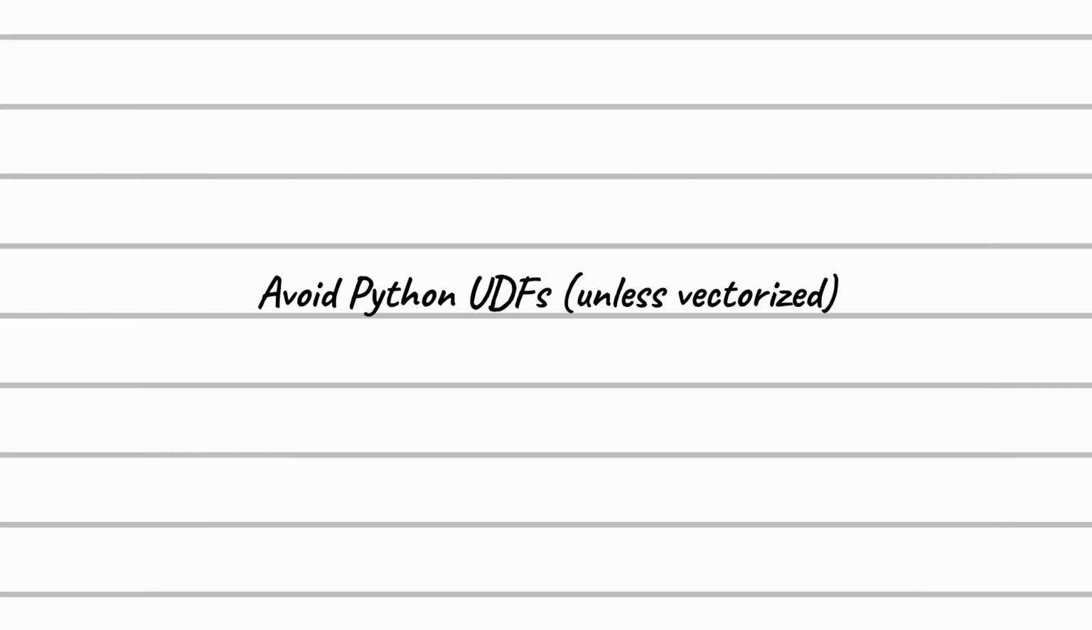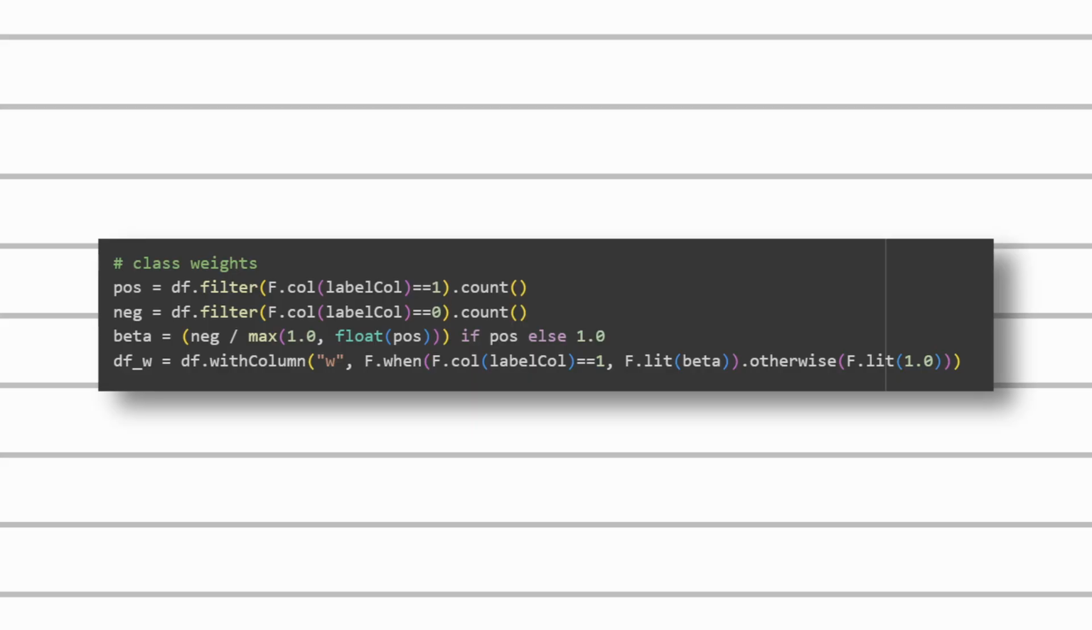Next one, avoid Python UDFs. In pandas, custom functions with apply are fine. In PySpark, Python UDFs are slow. Spark has to leave its optimized engine to run Python code. In our case, we used when and col from built-in functions.